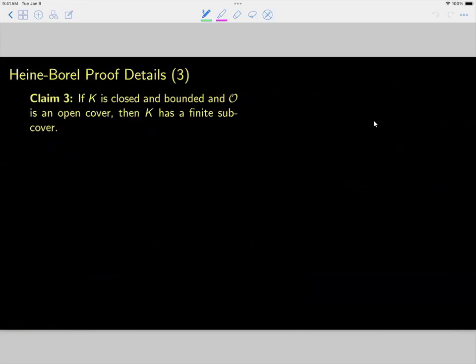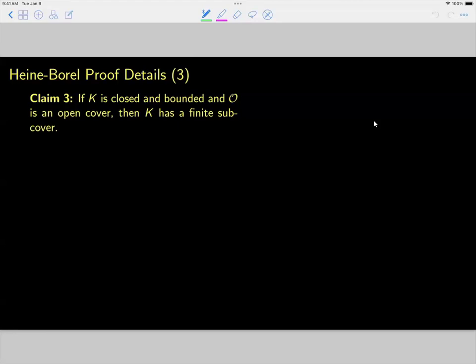Now let's take a look at the last part. The last part says if K is closed and bounded, and I have an open cover O, then K has to have a finite subcover. Basically, we're proving the reverse direction: if K is closed and bounded, then it is compact. In this case, we're just starting with K closed and bounded. I'm actually going to prove this by contradiction.